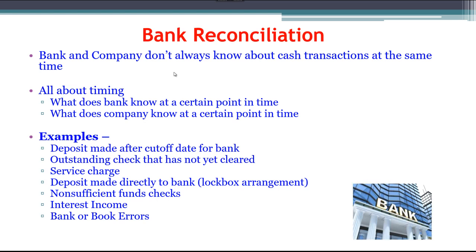Interest income is really kind of the opposite of a service charge. The bank knows about it first. It's an increase to your cash. You're just now finding out about it. And of course, you might have either bank or book errors that exist, and it just depends on what it is, who knows about it first. If it's an error, the other party doesn't even need to know about it. It'll be corrected, or it needs to be corrected.